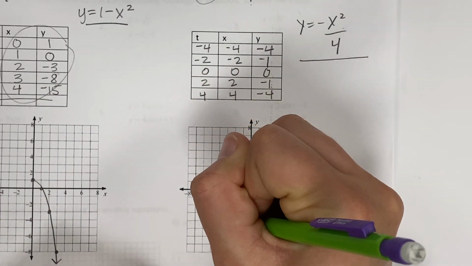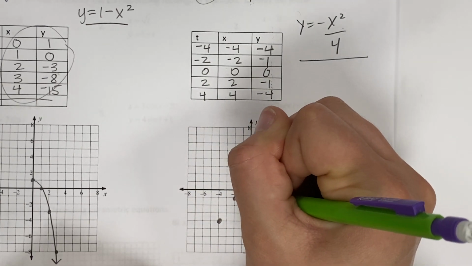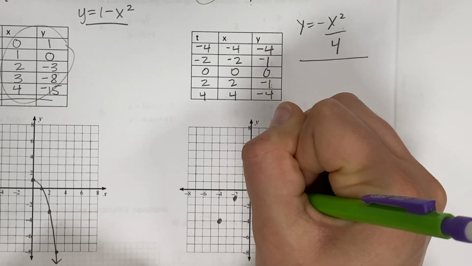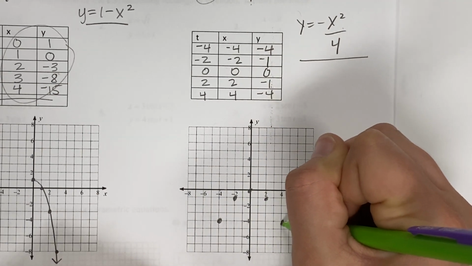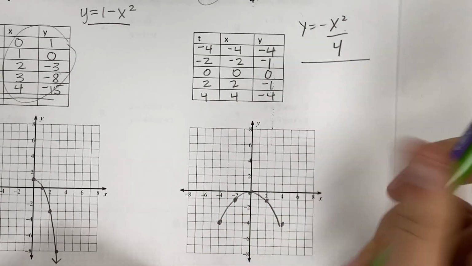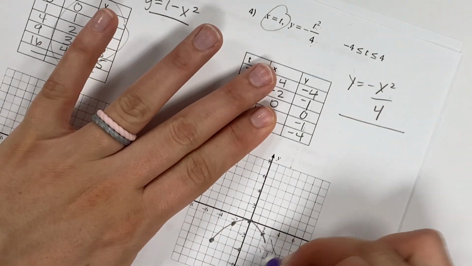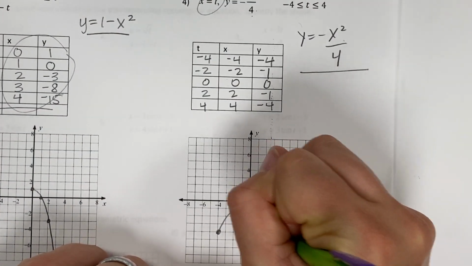Negative 4, negative 4. Negative 2, negative 1, 0, 0, 2, negative 1, 4, negative 4. We're not drawing arrows because they gave us a left and a right side of our inequality. So connect beginning to the end. Do not go past 4 and negative 4.